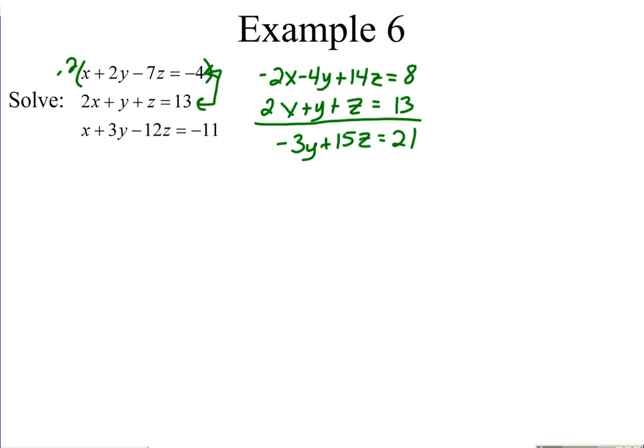Now I need to take a different combination of two equations and eliminate x's once again. If I take the top one this time and multiply by negative 1, rewrite it right under here: negative x minus 2y plus 7z equals 4. Now add those up. X's are gone. Y minus 5z equals 7.